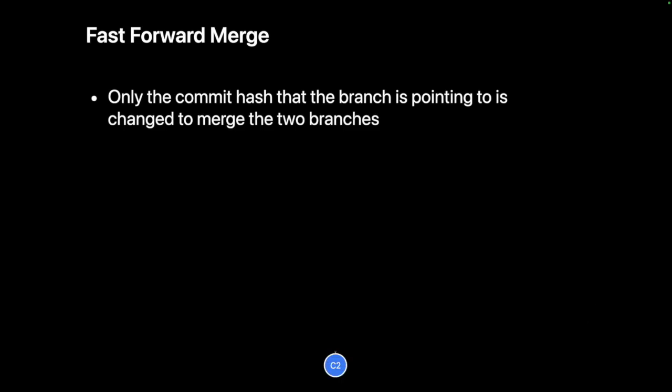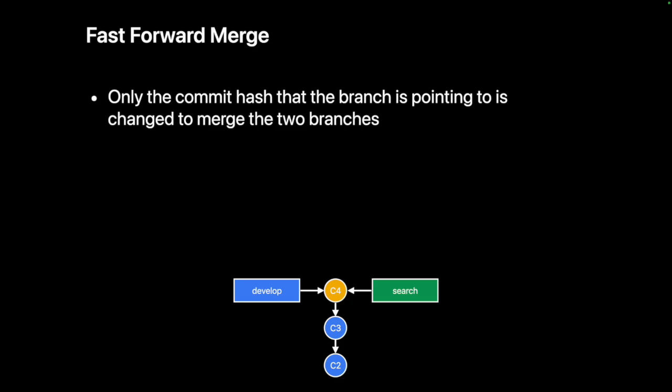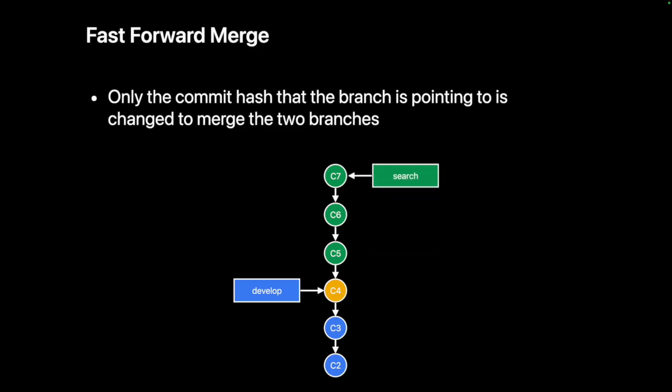Here is a commit history. The develop branch points to the C4 commit. Let's assume the next version involves developing a search feature. To develop the search feature, we create a new branch called search based on the C4 commit. Development progresses on the search branch, resulting in commits C5, C6, and C7. Now, the search branch points to the C7 commit.